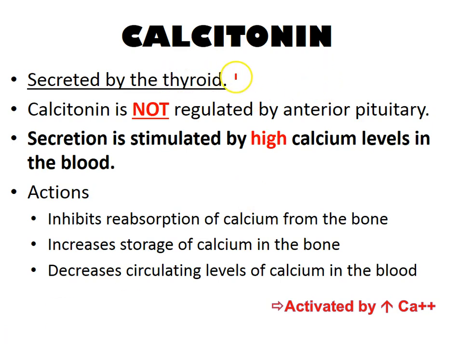Calcitonin is secreted by the thyroid. Calcitonin is not regulated by the anterior pituitary. Its secretion is actually stimulated by high calcium levels in the blood. When there are high levels of calcium in the blood and it is activated, it inhibits the reabsorption of calcium from the bone, increases storage of calcium in the bone, and decreases circulating levels of calcium in the blood. So when there are high levels of calcium in the blood, it basically activates the calcium to go back into the bone.